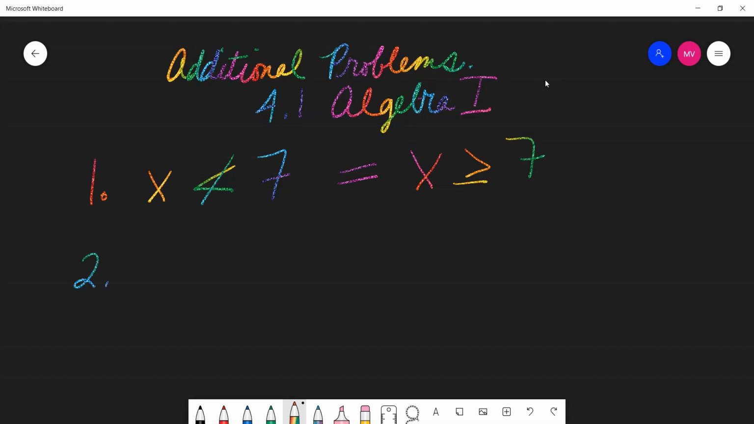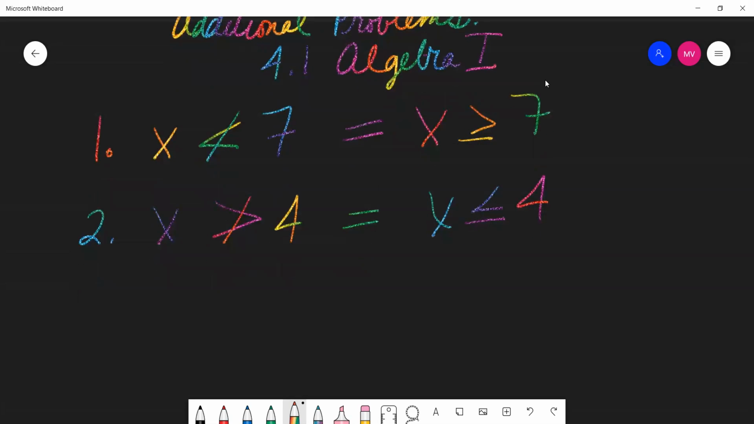So let's do another example. If I give you x is not greater than 4, then you could re-express that as x is less than or equal to 4. Remember, if your negated inequality does not have an equal to portion of the greater than or equal to, then your equivalent must, and vice versa. So this one is a good example of that.